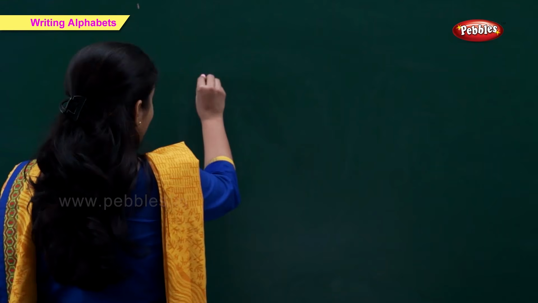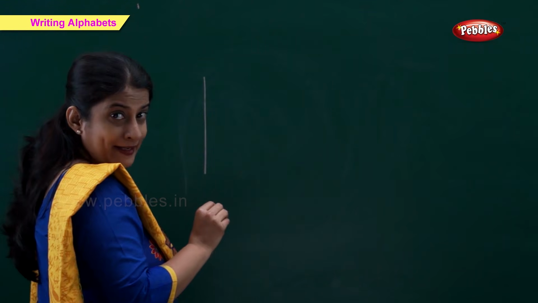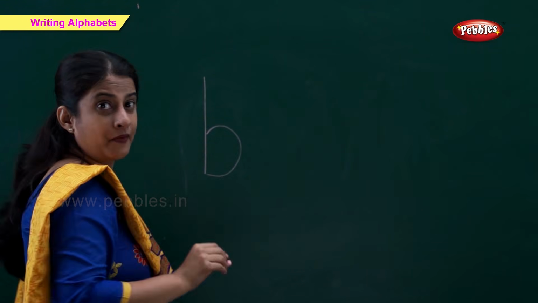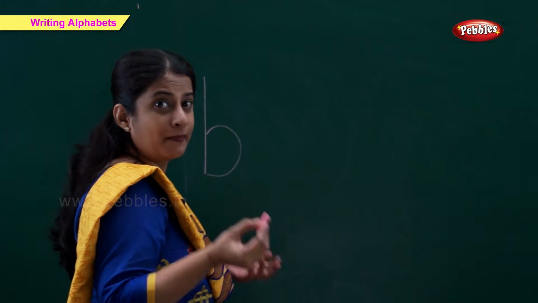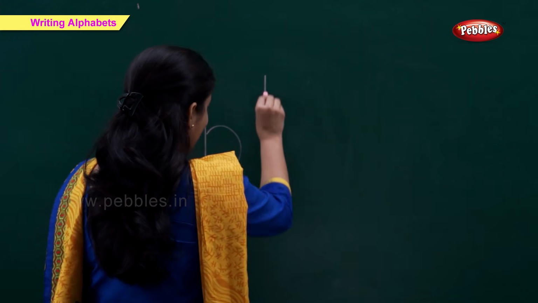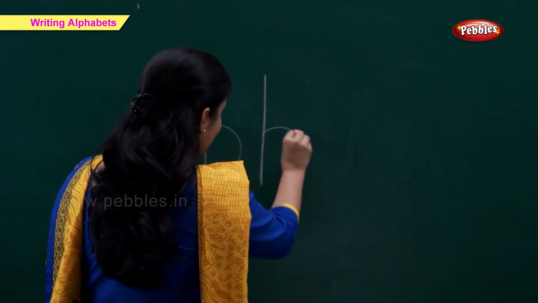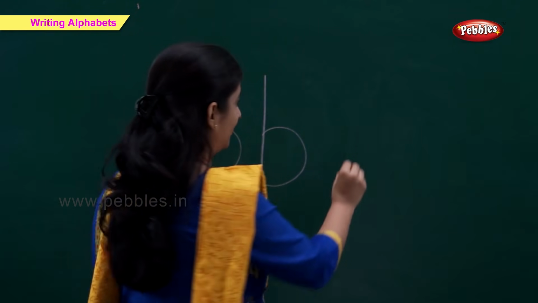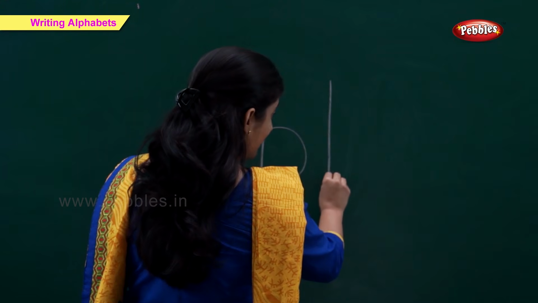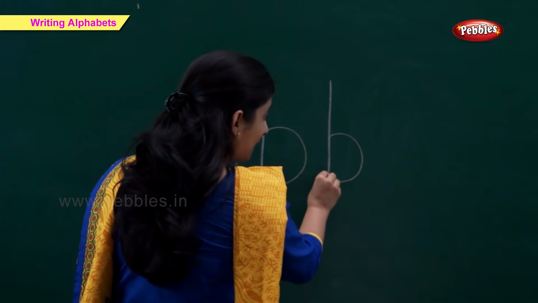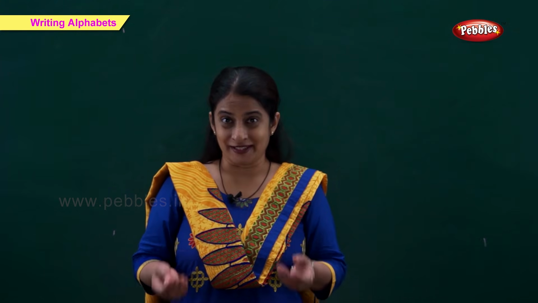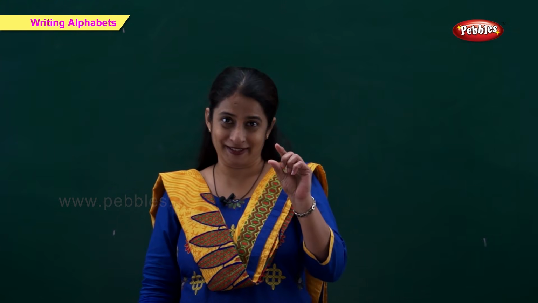Now we will write small b. A standing line and a curve makes small b. A standing line and a curve makes small b. Let's write a small c.